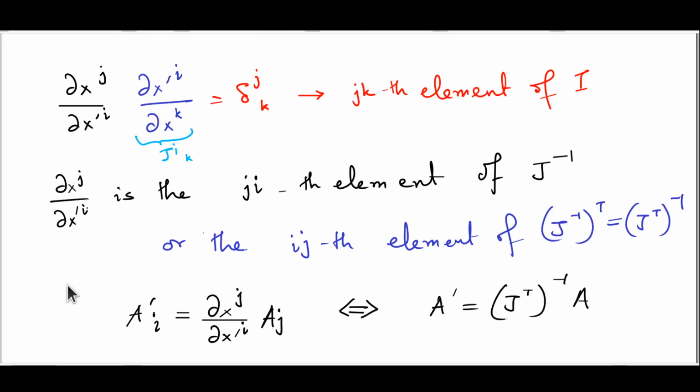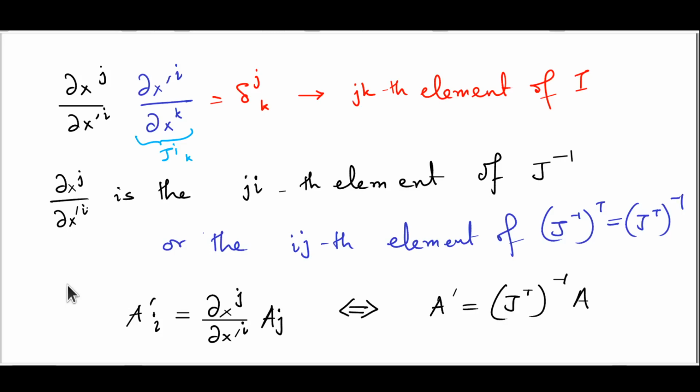Now, since delta jk is the jkth element of the identity matrix, and you are summing up over the index i, which is the row index for J_ik, this will become a matrix multiplication if we treat the preceding factor del x^j / del x'^i as a jith element of a matrix. And that matrix is trivially J inverse, because the matrix multiplication of that with J gives you the identity. So del x^j / del x'^i is a jith element of J inverse, or the ijth element of J inverse transpose.